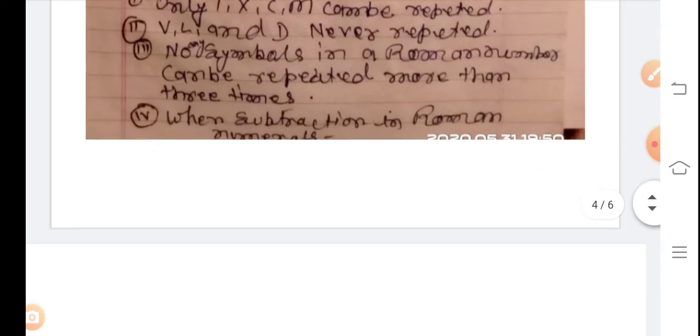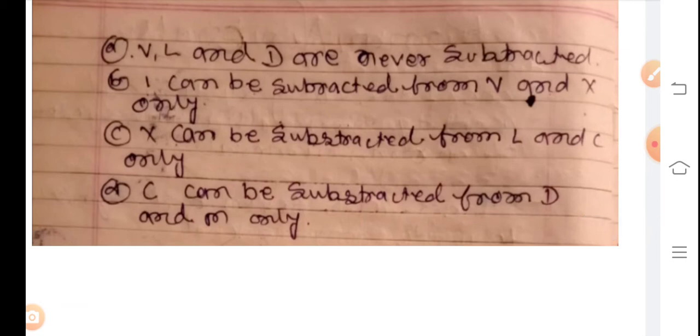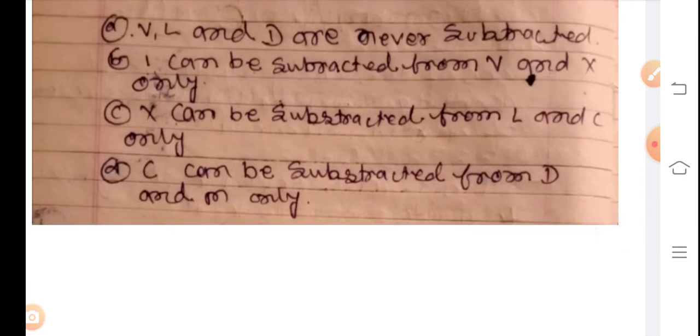The fourth rule says when subtraction is done in Roman numerals, V, L and D are never subtracted. I can be subtracted from V and X only. X can be subtracted from L and C only. And the last one is C can be subtracted from D and M only.